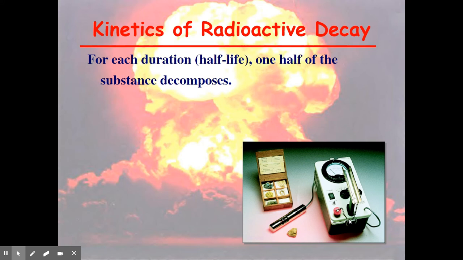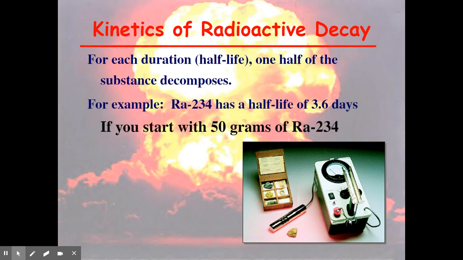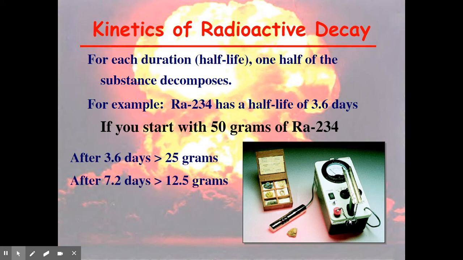So what happens is for each half-life, one half of the substance decomposes. For example, radium-234 has a half-life of 3.6 days. If you start with 50 grams of radium-234, how much are you going to have left after 3.6 days? You're going to have exactly half of 50 grams. What's half of 50 grams? Half of 50 grams is 25 grams. Now after a second half-life, which for radium-234 would be 7.2 total days, or another 3.6 days, whatever you want to say, you're going to have half of the 25 grams left. So half of 25 grams is 12.5 grams.